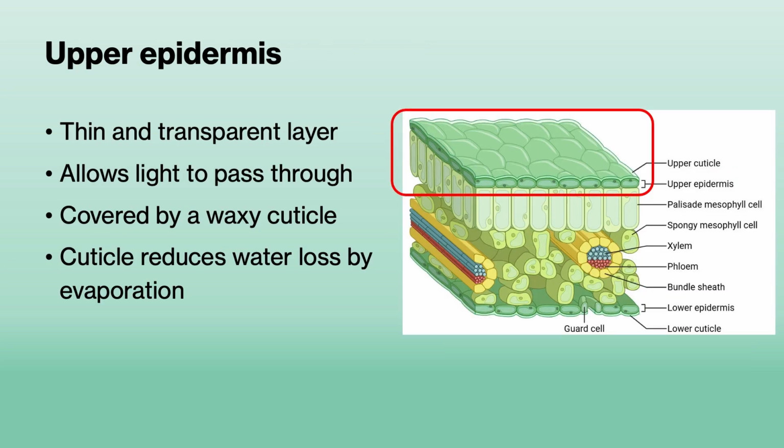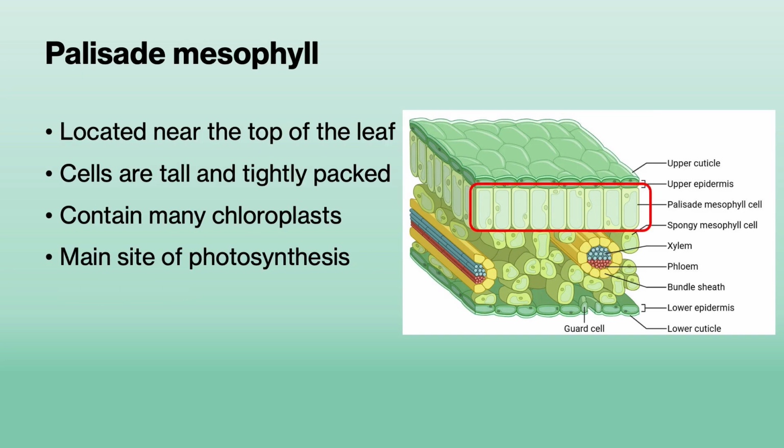Now, we look at the internal structures of a leaf, starting from the top. At the top of the leaf is the upper epidermis. This layer is thin and transparent, allowing light to pass through to the cells below. It is covered by a waxy layer called the cuticle, which reduces water loss by evaporation, and there are no chloroplasts in the upper epidermis. Below the upper epidermis is the palisade mesophyll layer.